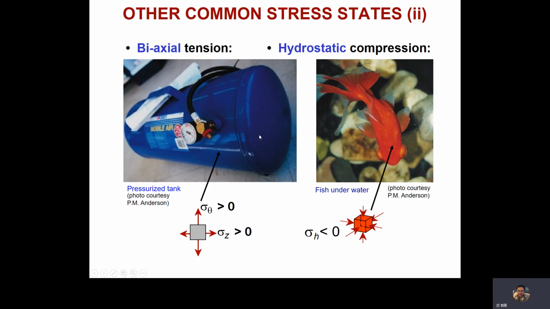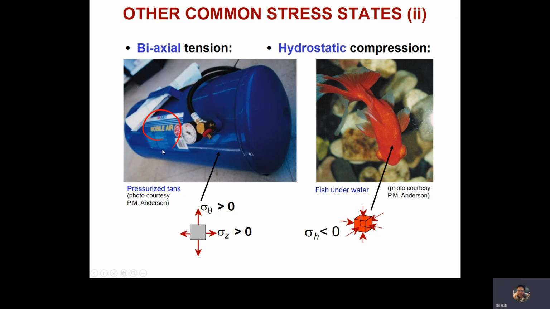And what's this? It's a pressurized tank, right? So what will be inside it? Here it mentions air, or maybe not only air. It could be liquid. Okay, can be liquid.